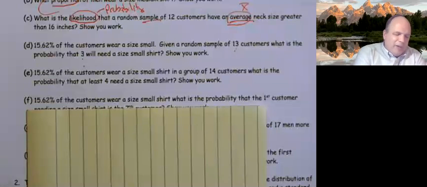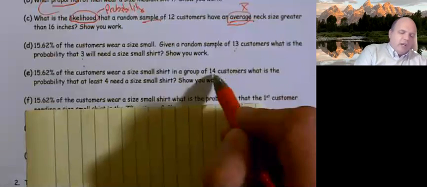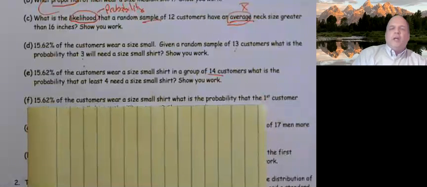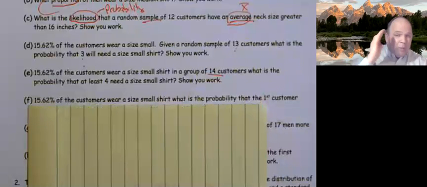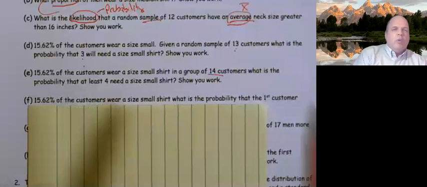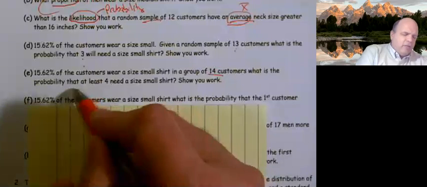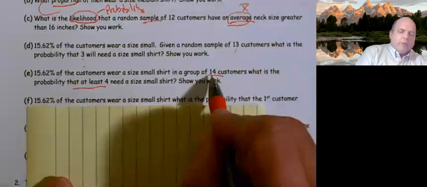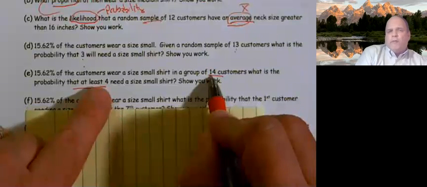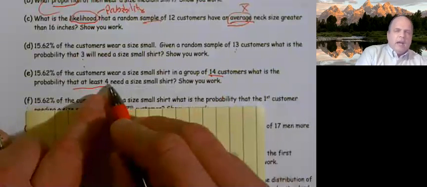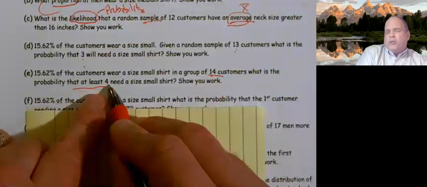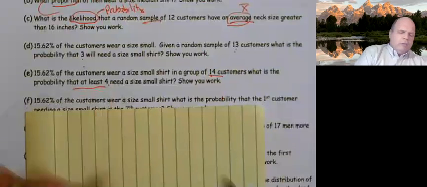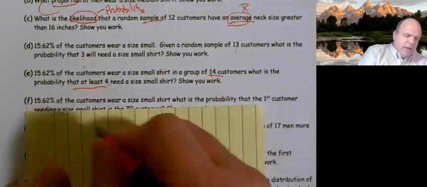15.62% of the customers wear a size small shirt. In a group of 14 customers, so we have a specific number. So this right there tells me probably working with a binomial. What is the probability that at least 4 need a size small shirt? I am working with a binomial because I have a fixed number of trials and I know what my number of successes are. So in this case, it's a binomial.